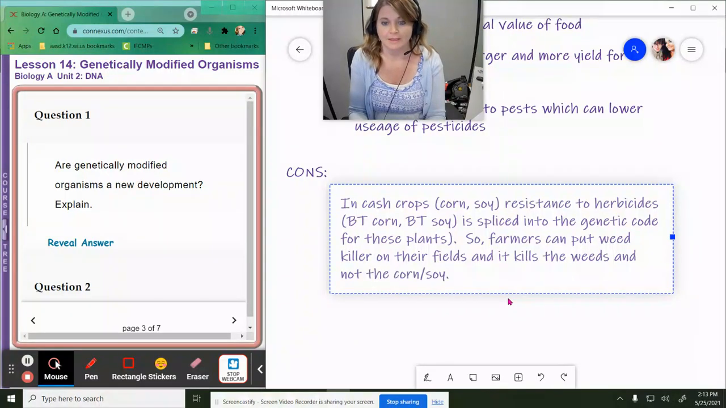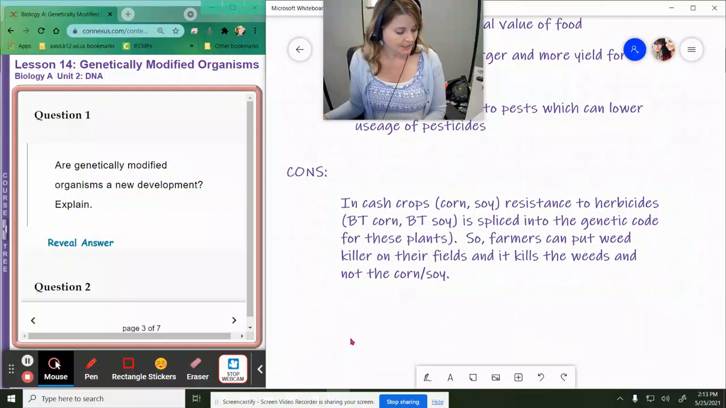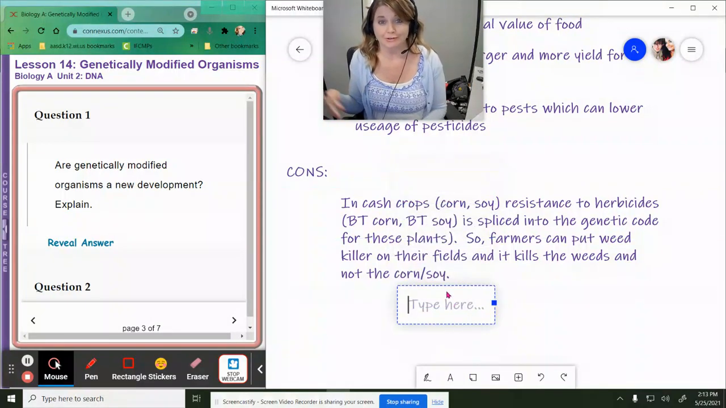Now, the argument for why this would be a benefit is that it increases yield. You're not going to lose a whole bunch of corn and soybeans to weeds, right? Because the weeds aren't going to overtake the corn and the soy. But the negative to this is that it actually decreases genetic diversity. So you end up with a monoculture of all the same kind of corn, all the same kind of soybeans, all this BT corn and BT soybeans. And that's a problem because monocultures are not as stable as polycultures.